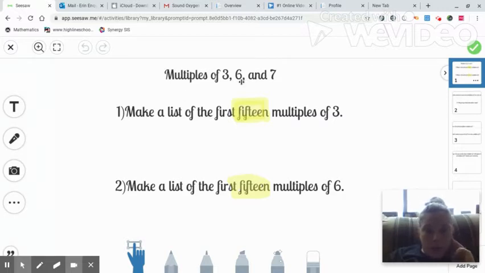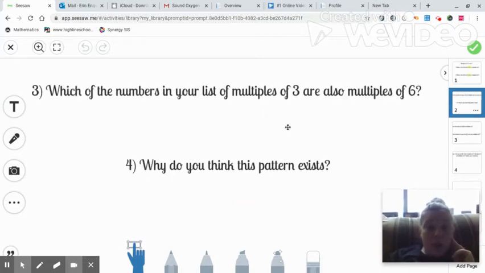We are focusing on the multiples of 3, 6, and 7. For the first two questions, I specifically highlighted 15 multiples of 3 and 15 multiples of 6. Once you hit 30, once you hit 60, continue going on. It's good to know the ones that continue on, especially when you're trying to find common multiples. On the second page, you are going to talk about which numbers in your list of multiples of 3 are also multiples of 6, common multiples like we learned earlier. Why do you think this pattern exists?